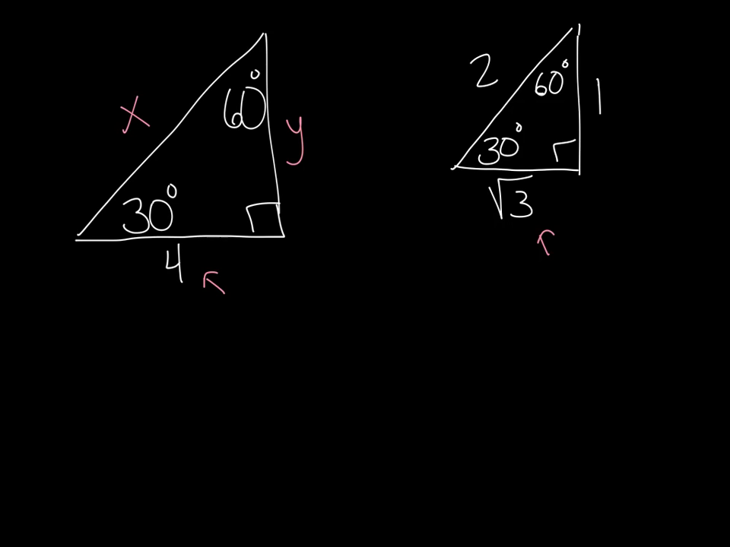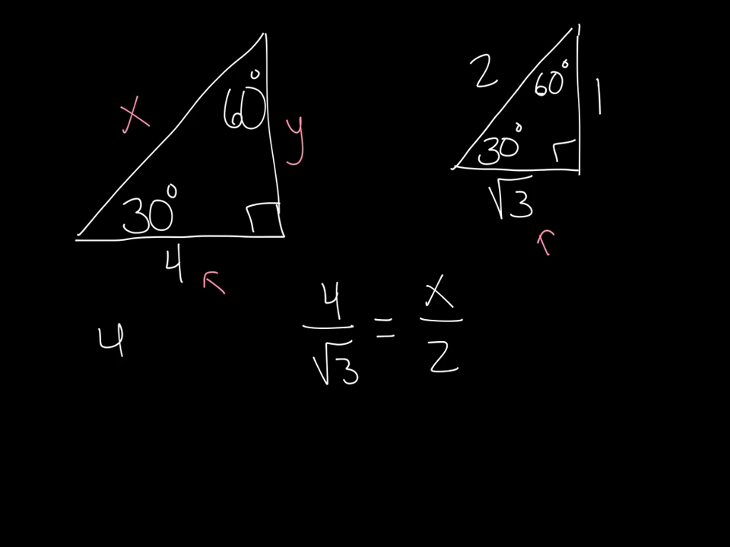Well, you could just build a proportion to solve this. These are similar triangles, and that's the whole point. Because they have the same angles, they're similar. So now all of a sudden I can set up some proportions to solve. I know that 4 over the square root of 3 is equal to x over 2.